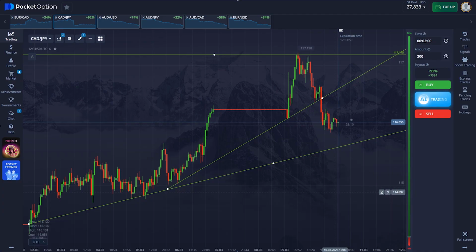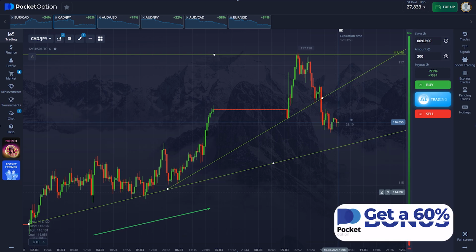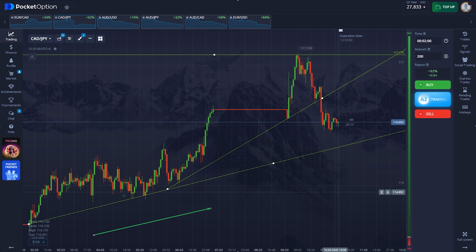We'll go through this analysis on the binary options broker Pocket Option. In front of us is the CAD-JPY currency pair, the Canadian dollar against the Japanese yen. If we look at the left side of the chart, we can see how the price gradually begins to form an uptrend. The lows are getting higher, and the market starts moving upward.